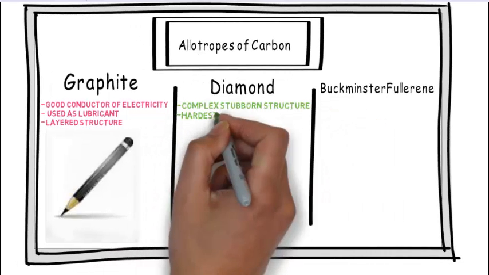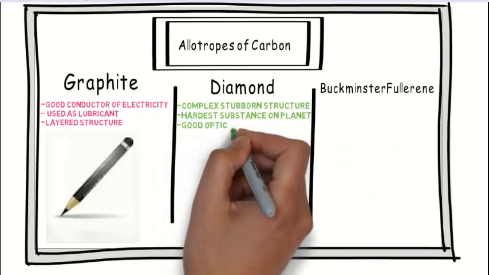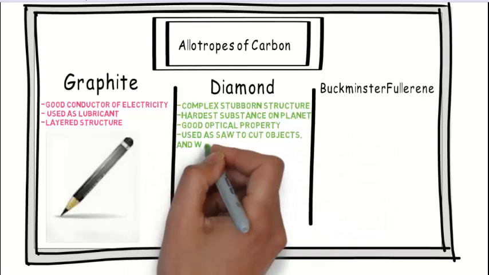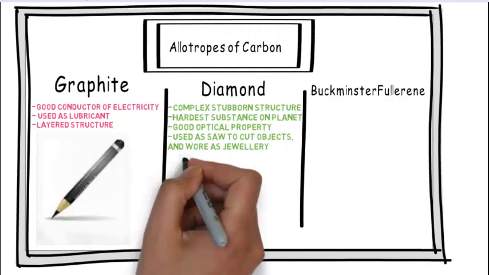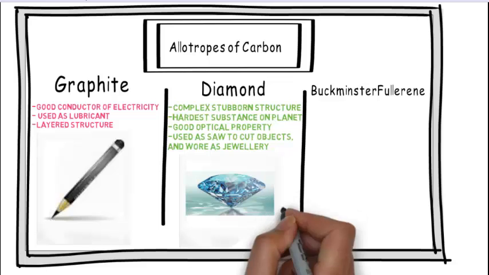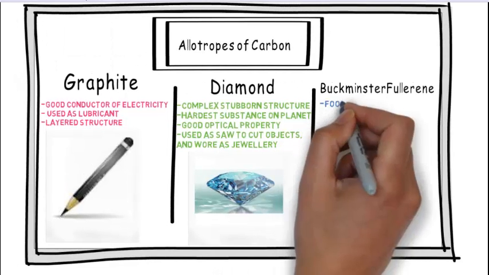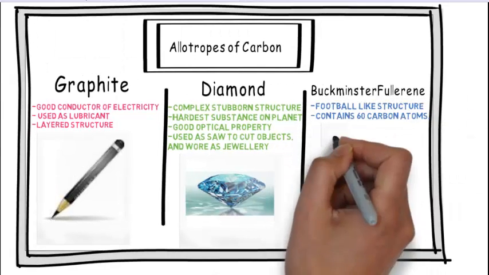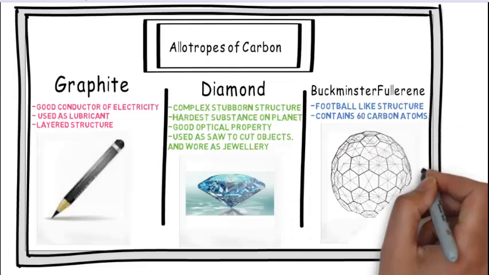Diamond has a complex structure and good optical properties. It is the hardest substance on planet Earth. For example, go and ask your mummy to show you a diamond pendant. The most sparkling part of it is diamond. Buckminsterfullerene is made up of 60 carbons and has a football-like structure.